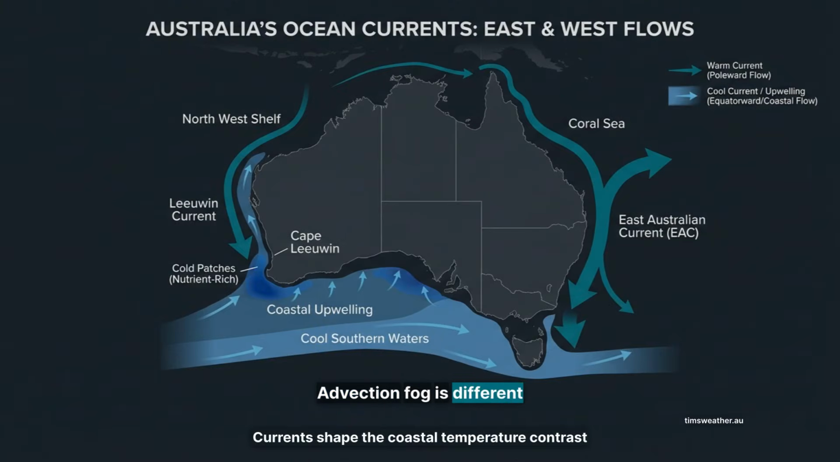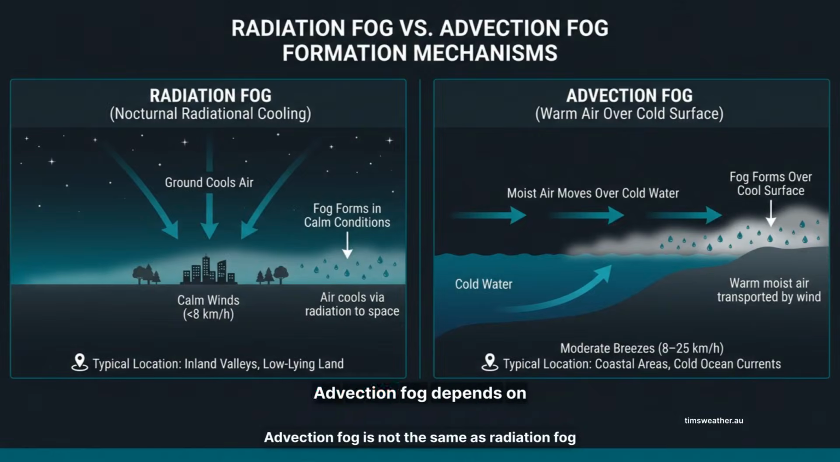Advection fog is different from radiation fog, even though both can look the same to drivers. Radiation fog usually forms overnight on land under clear skies and light winds when the ground loses heat and chills the air above it. Advection fog depends on moving air crossing a colder surface, so it can form during the day and persist in coastal wind.